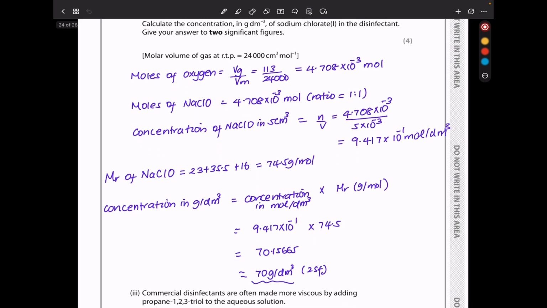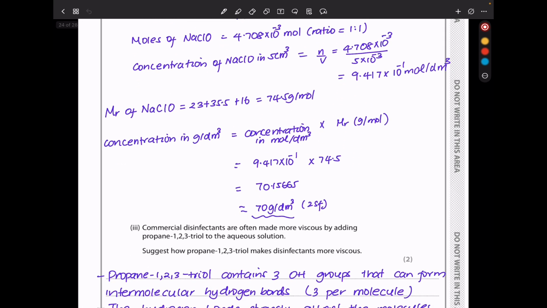So the next part was to find the concentration in grams per decimeter cubed, which should be concentration in mole per decimeter cubed times the molar mass, which is gram per mole. So to find the molar mass of sodium chlorate(I), I added up all the components and got 74.5. So the concentration in mole per decimeter cubed, which is that, times the molar mass, which is 74.5, I got 70.15665, which is approximately 70 grams per decimeter cubed.